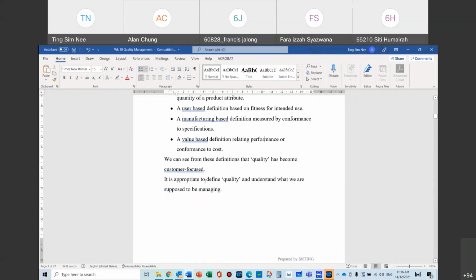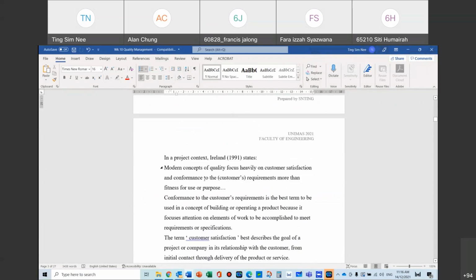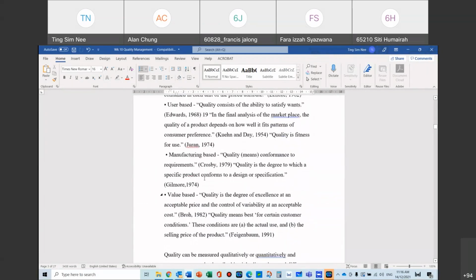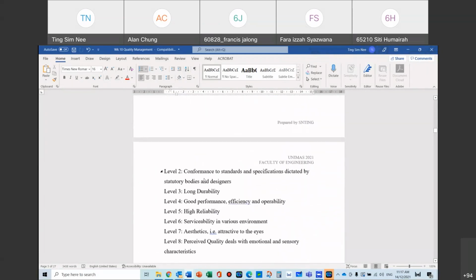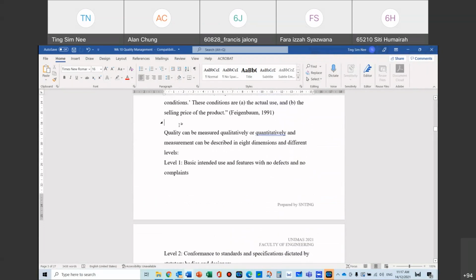Then for us in civil engineering, I would tend to go for this particular definition. That means quality actually is multi-level. It has many layers. I like this definition the best because I feel it is multi-dimensional. It is multi-layer, so we should actually know which layers you want to go for. So if you have a level 1, then it is a basic intended use with no defects and no complaints.